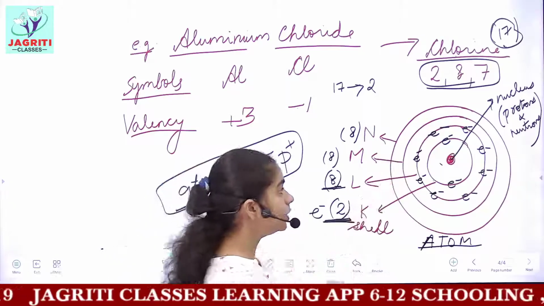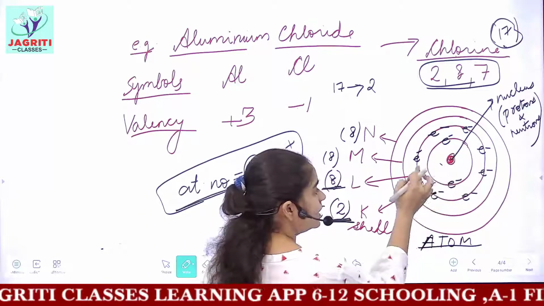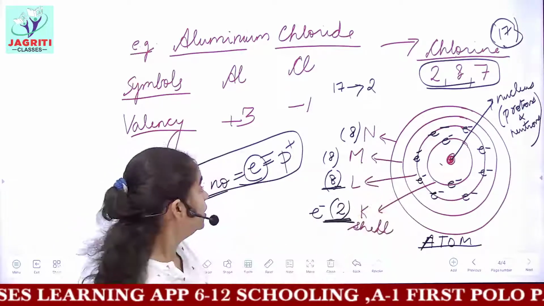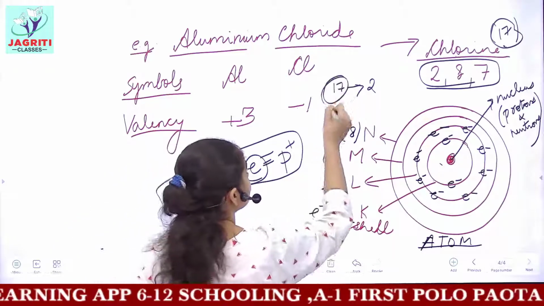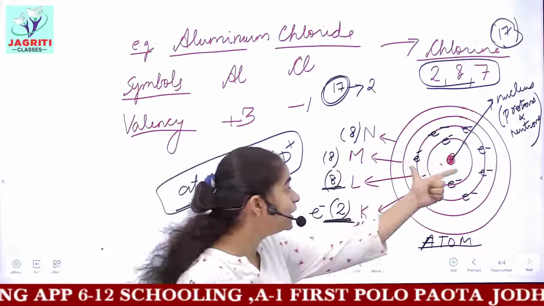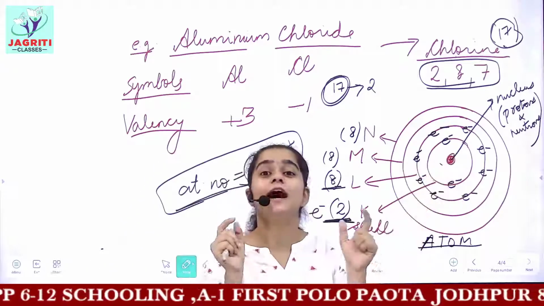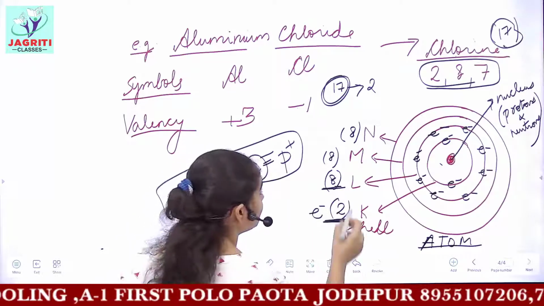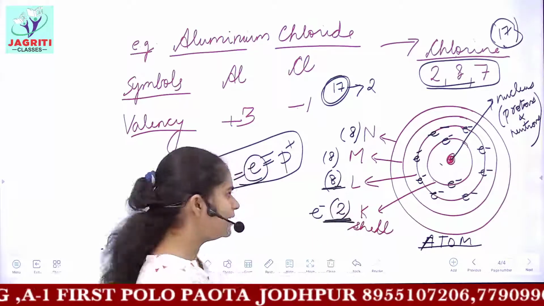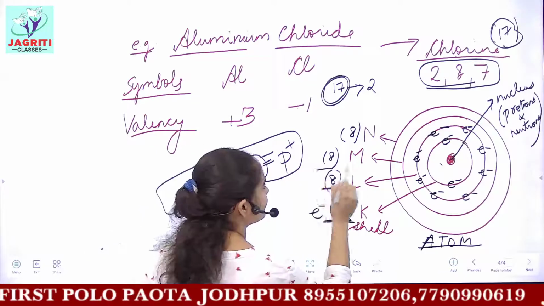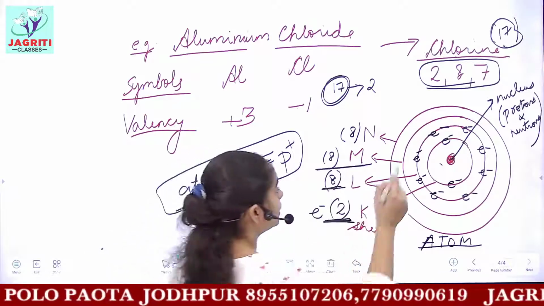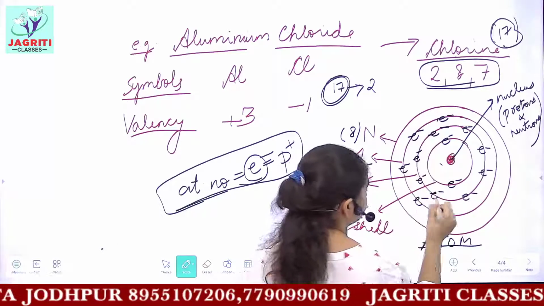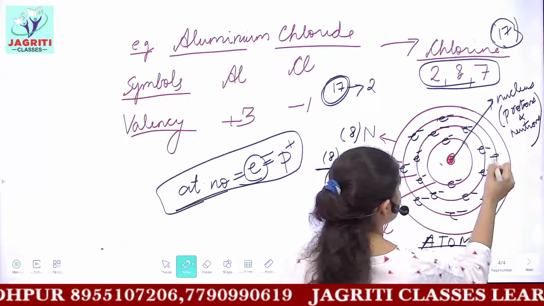Now the total number of electrons are 2 in the K shell, 8 in the L shell, which gives 2 plus 8 is 10. But we had a total of 17. So after arranging 10 electrons, we still have 7 electrons left. These 7 electrons will come in which shell? Yes, the next unoccupied shell, that is your M shell. So the remaining 7 electrons will be arranged in your M shell. This is 5, 6 and 7.